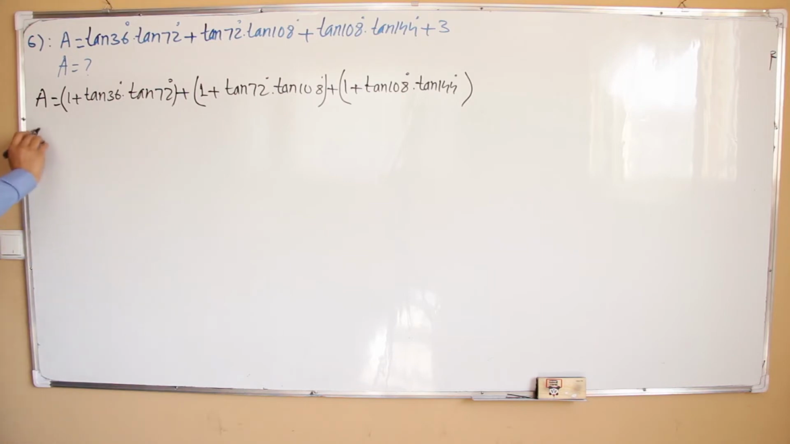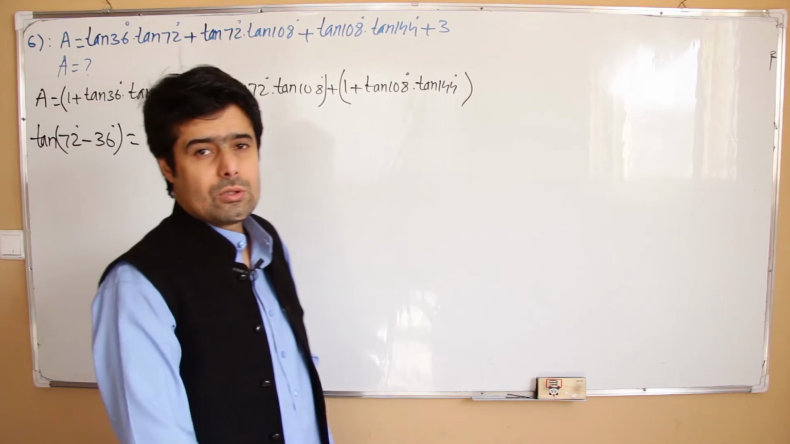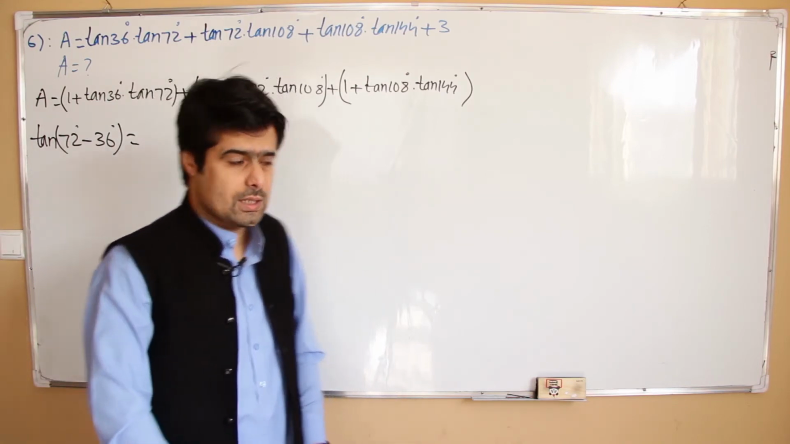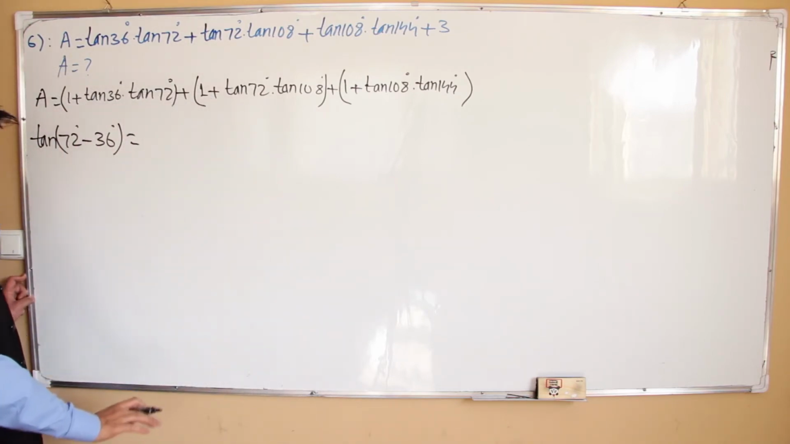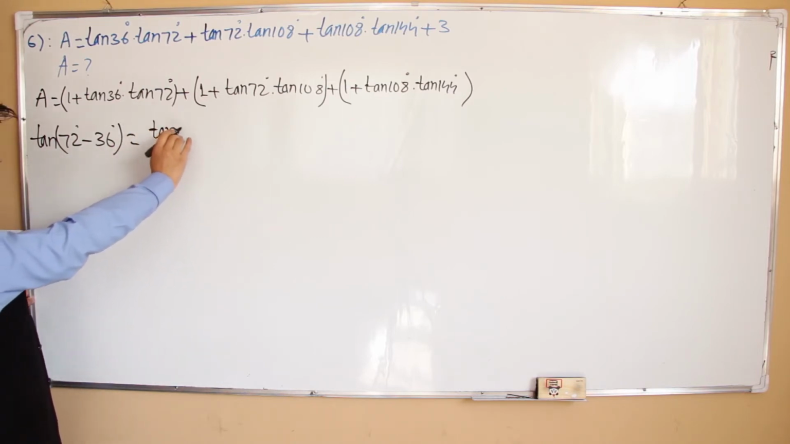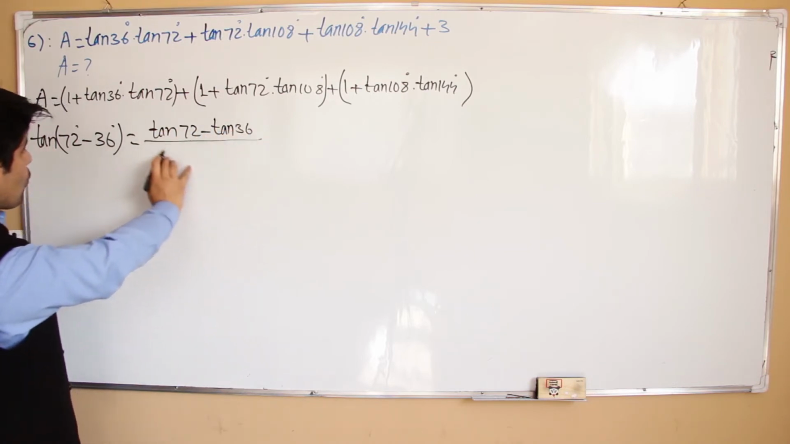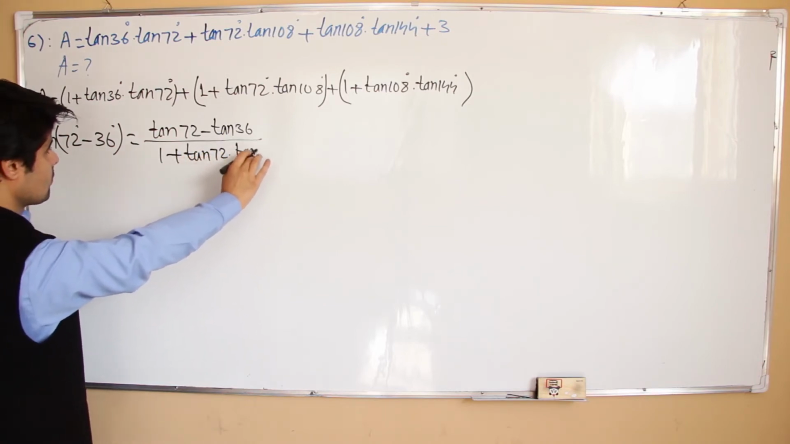It means if I define tangent 72 minus 36 degree. Why do I define 72 minus 36 degree? Why do I not define 72 plus 36? Listen to me. I'm sure you will observe it. This is alpha, this is beta, so it is tangent alpha minus tangent beta divided by 1 plus tangent alpha times tangent beta.